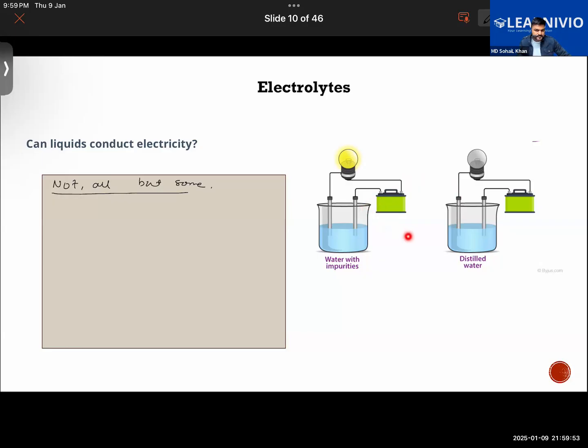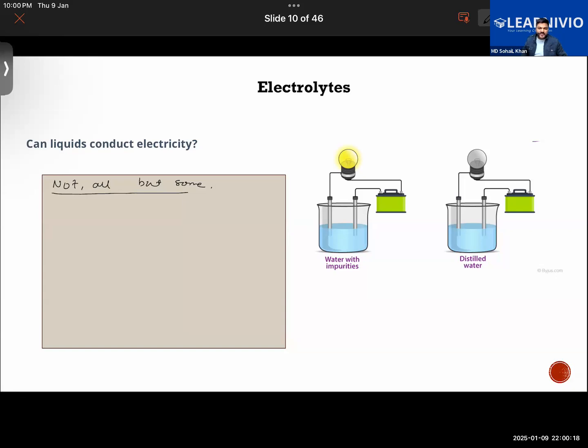The water with impurities is able to conduct electricity and light up the bulb. Exactly. So the water that has impurity is able to conduct the electricity through it, and hence the bulb is glowing, while the other one that does not have any impurity is not lighting up the bulb. Getting it, everyone? That is the case. So you need to have some impurities in it, right?